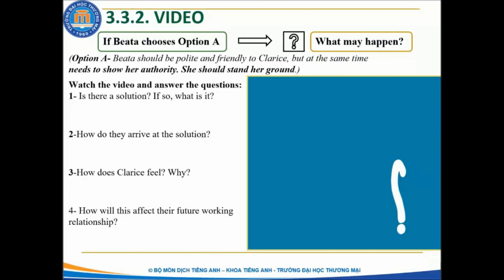Alright, so let's check the answer together. So for number 1, is there a solution? Có phương án nào được đưa ra không ạ? The answer is there's no solution and Clarice will have to find one.